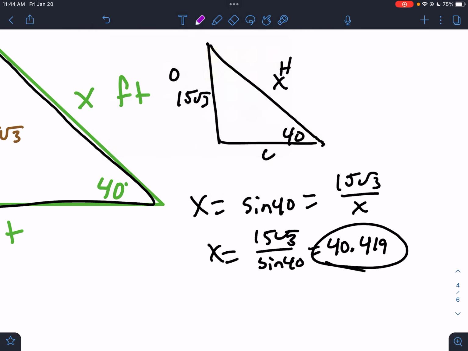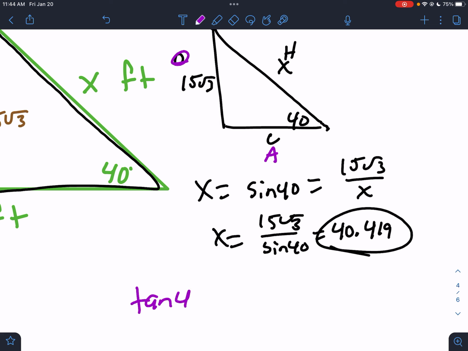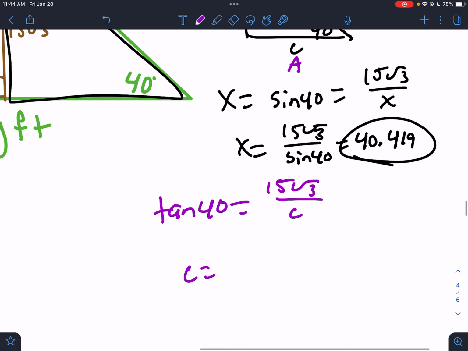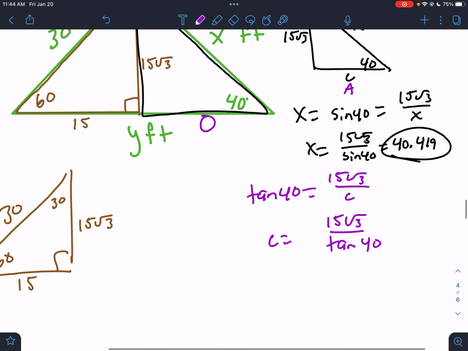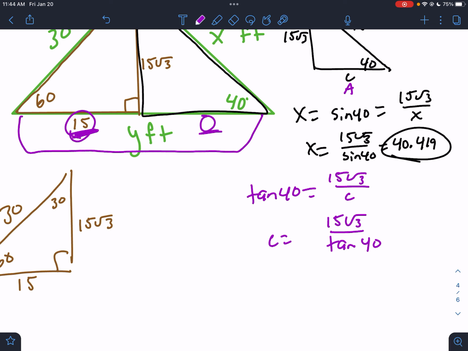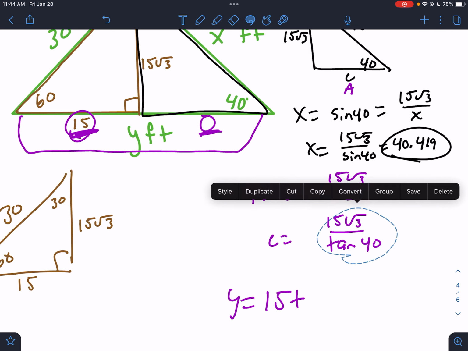Let's look at C. That'd be opposite over adjacent for C. So the tangent of 40 would equal opposite 15 root 3 over adjacent. I called it C, so C would equal 15 root 3 over tan 40. If C is down low, they switch places. So that's this number, and this is 15. So if Y is the whole thing, I need to do this plus this. So Y equals 15 plus all of this.